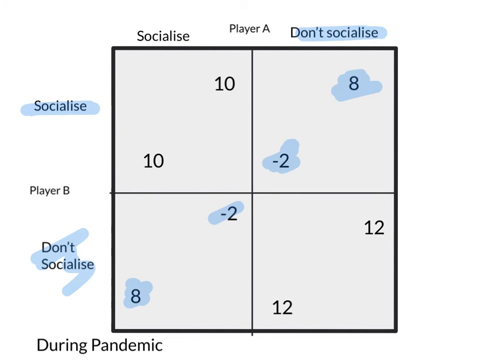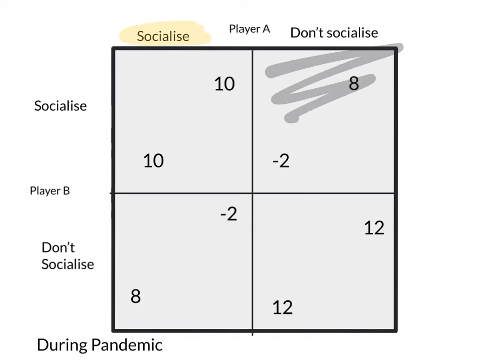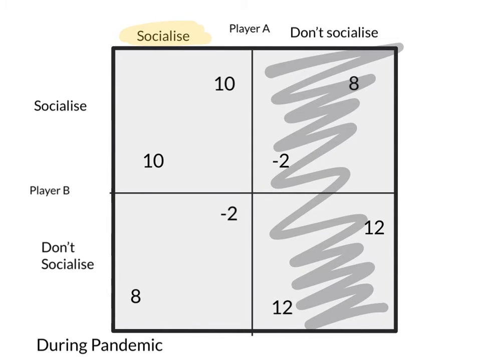So if B doesn't socialise, they get 8 when A chooses to socialise, but A gets -2. So what's our predicted outcome now? It's slightly more complex. Let's assume that player B thinks that player A is still going to go out to the bar. So player A is going to socialise. So from player B's perspective, we're playing in the left-hand column. So let's just get rid of this right-hand column.